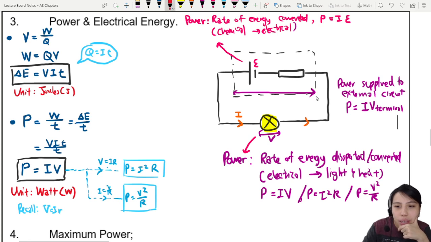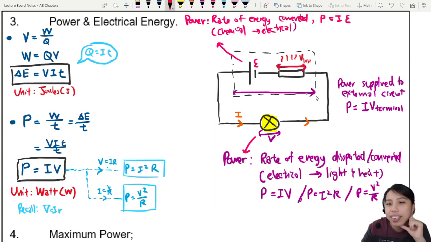One more you can add. Okay, let's use the last one. What if you have lost volts? Very hot, right? See the heat coming out? This is the V lost. And this one, you would call it power dissipated or power lost in the battery.